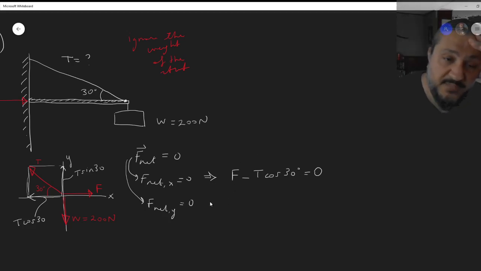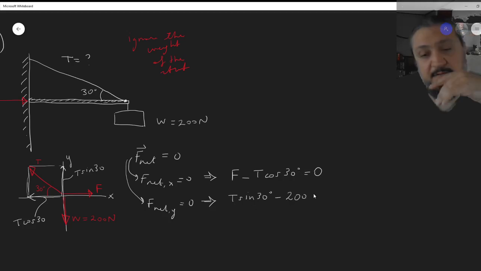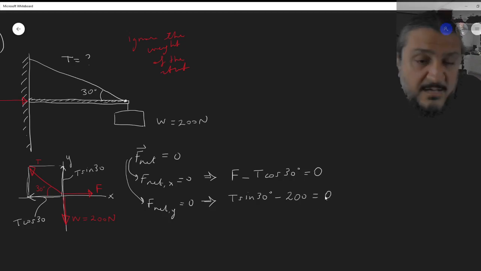What about the y direction? We have T sine 30 up, and we have 200 newtons down, so therefore negative. That's it. Those are the two equations.